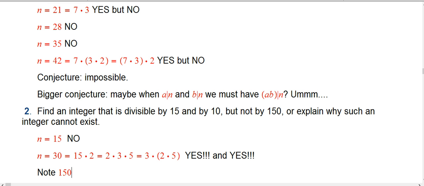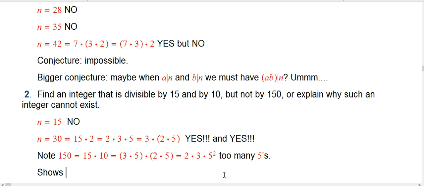Note that 150, 15 times 10, if you prime factorize it, is 3 times 5 times 2 times 5. That's 2 times 3, but then you get the 5 squared. What we discovered is that to be divisible by 15 and by 10, you don't need two 5s. You just need to have one 5 so that you're divisible by 15, and that same 5 so you're divisible by 10. You don't need the two 5s at all. So this is just too many 5s. It's not necessary to be divisible by 150. So what we've shown is that this shows the big conjecture to be false.